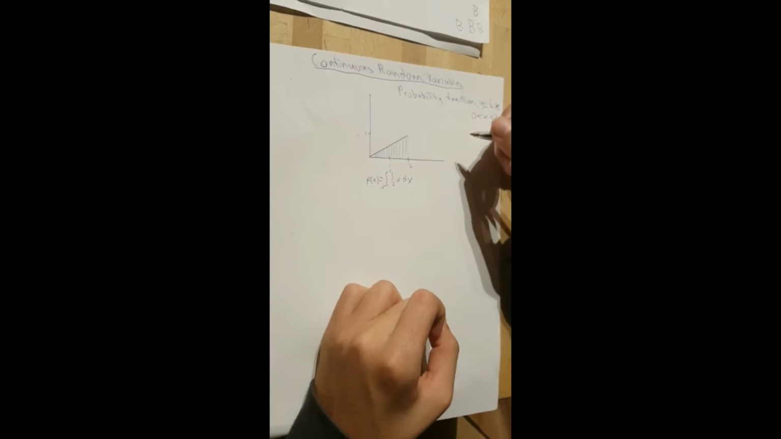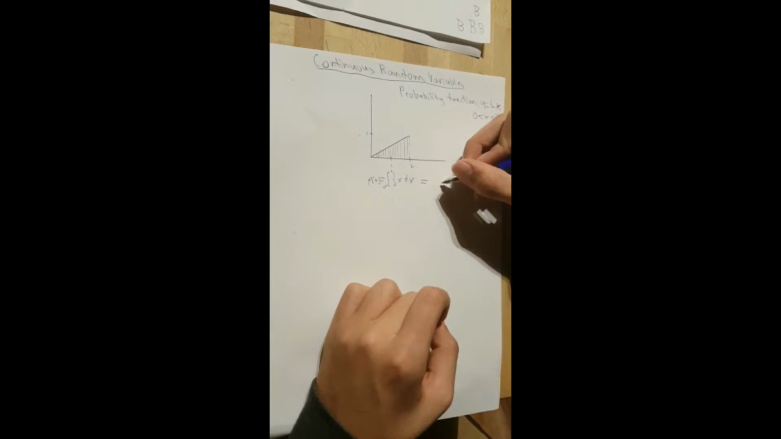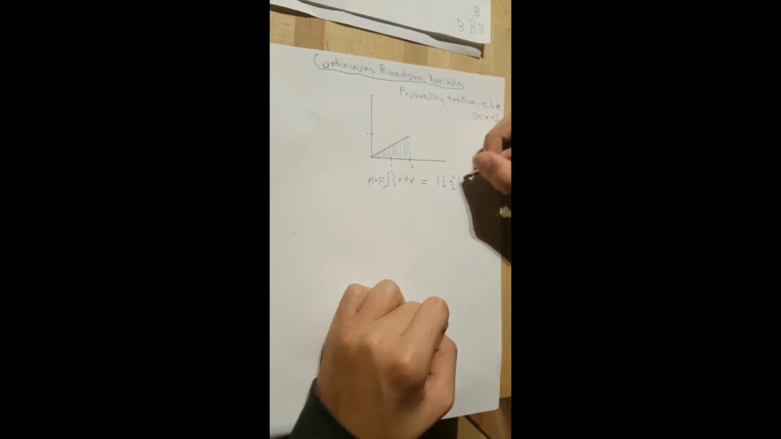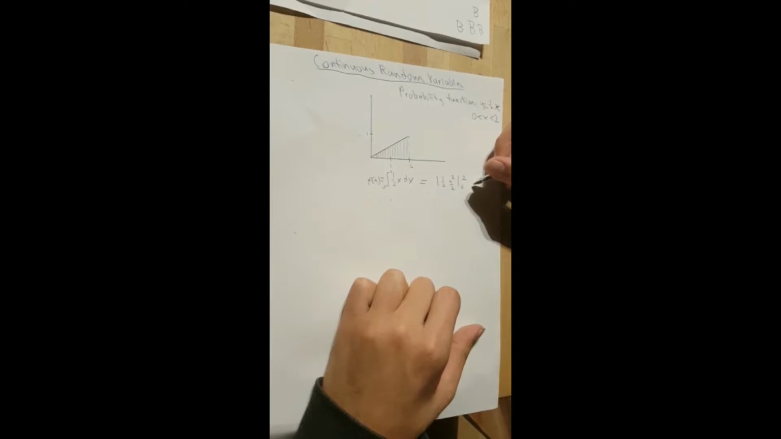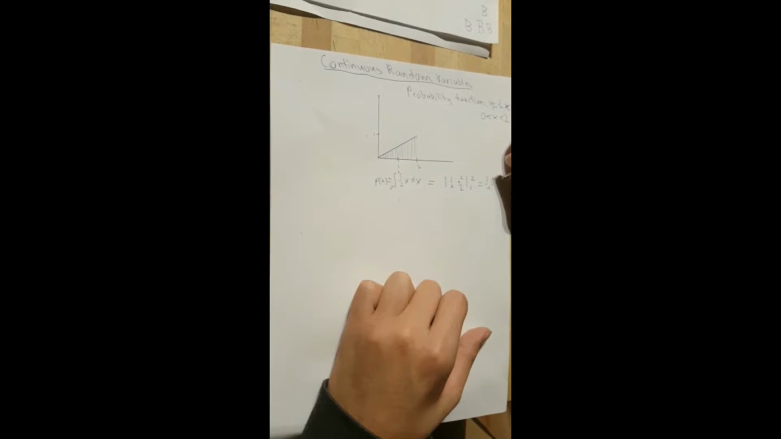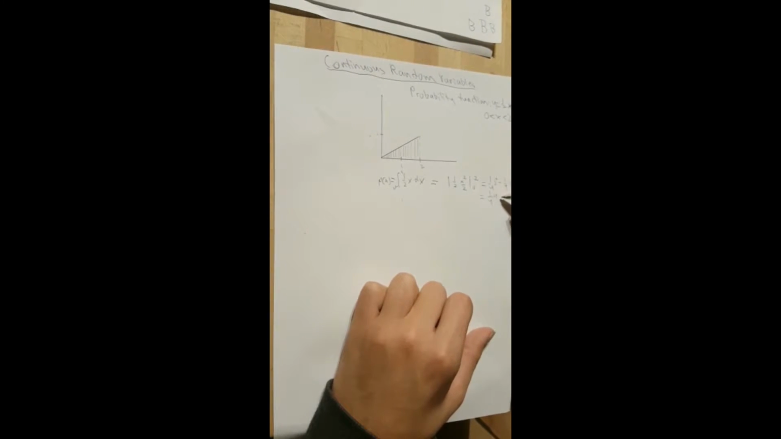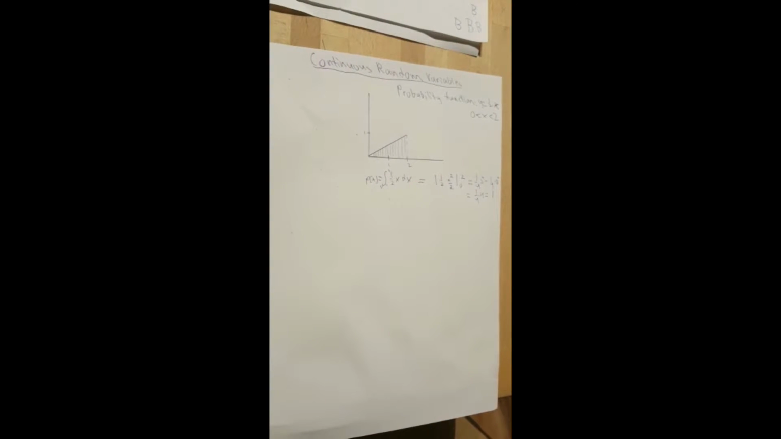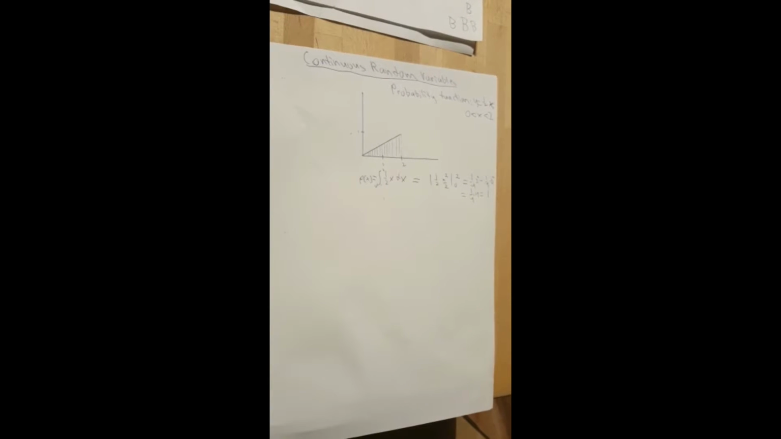So that's equal to half of x squared over 2 from 0 to 2. And that's equal to 1 over 4 times 2 squared minus 1 over 4 times 0 squared. It's equal to 1 over 4 times 4, and that's equal to 1. So I just proved that, and now I'm going to go over variance, expectation, and standard deviation again.